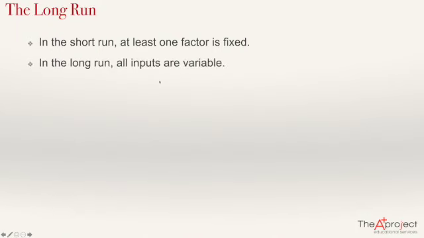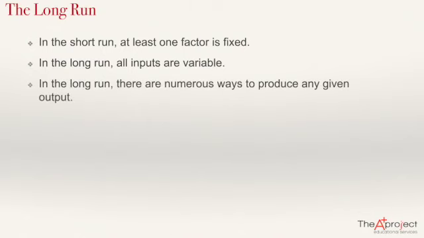Let's analyze now the cost in the long run. The time frame enough or sufficient to change any factor of production. In the short run, at least one factor is fixed. In the long run, all inputs are variable. So land is variable, capital is variable, and labor is variable. In the long run, there are numerous ways to produce any given output, and I will be explaining this later.